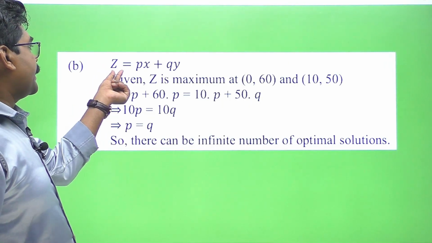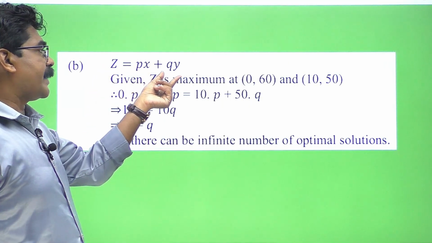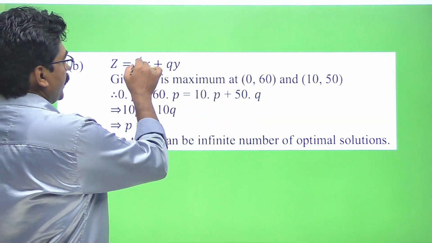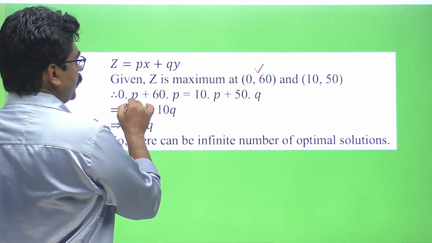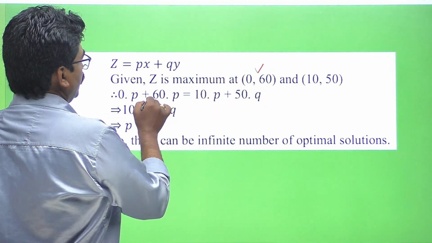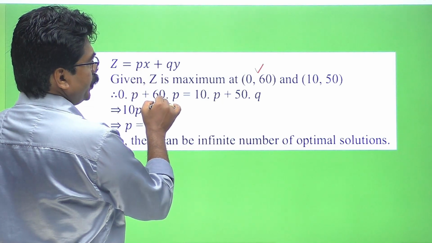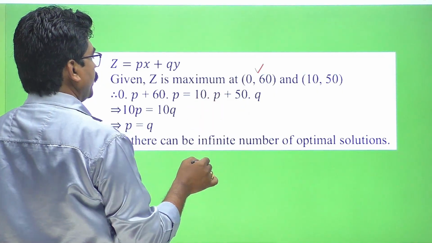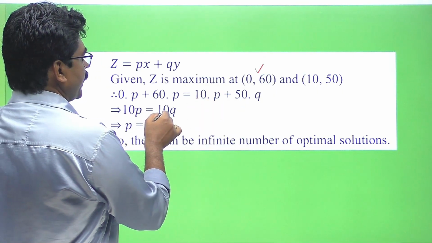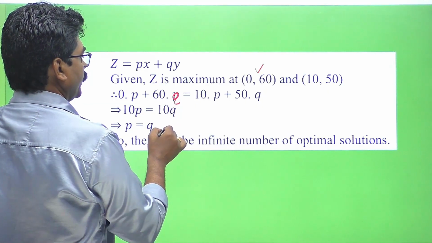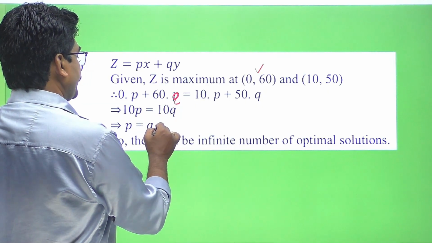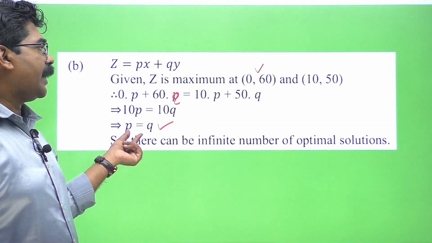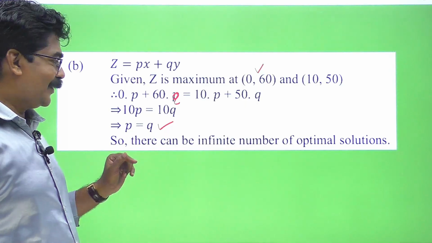Second part is z = px + qy. Given z is maximum at (0, 60) and (10, 50). So if you substitute the values for (0, 60), it is 0p + 60q, and for (10, 50) it will be 10p + 50q. Equating them, we get 10p = 10q, that means p = q. There can be an infinite number of optimal solutions as p and q are both equal. Okay?